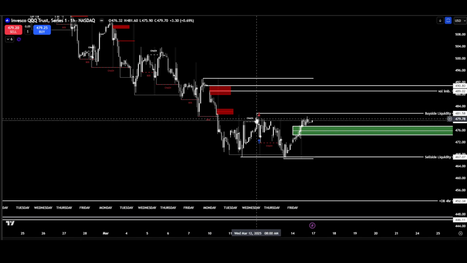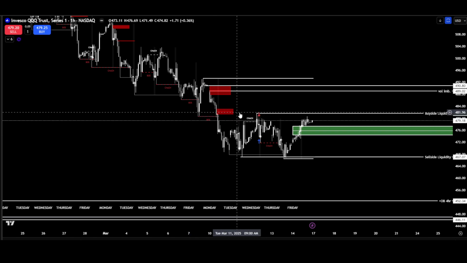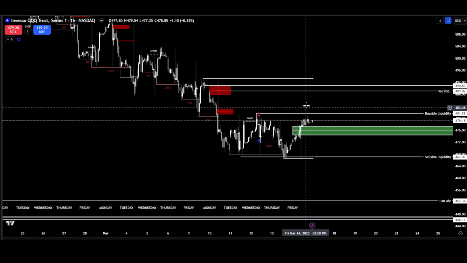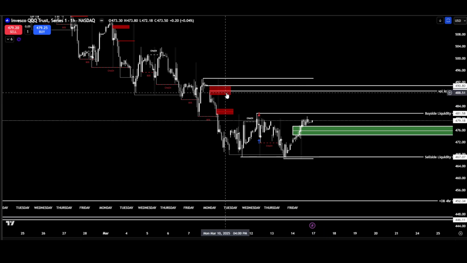So you could look, when we pushed up, it respected this fair value gap. The next time we push up into it, it's going to violate it. It should take it out and then head to this next fair value gap above.